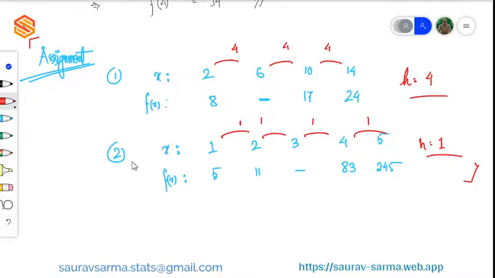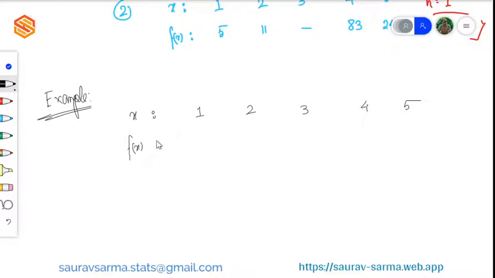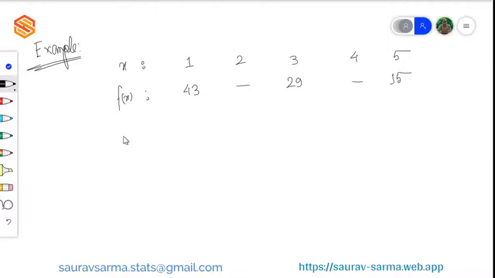Now I will tell you the next example. This example is a bit different from the previous one because here there are two missing values. The values of x are 1, 2, 3, 4 and 5, and the values of f of x are 43, this one is missing, 29, this one is missing, and 15. Okay, so in this question there are two missing values, and we will see how to estimate the missing values when there are two of them.